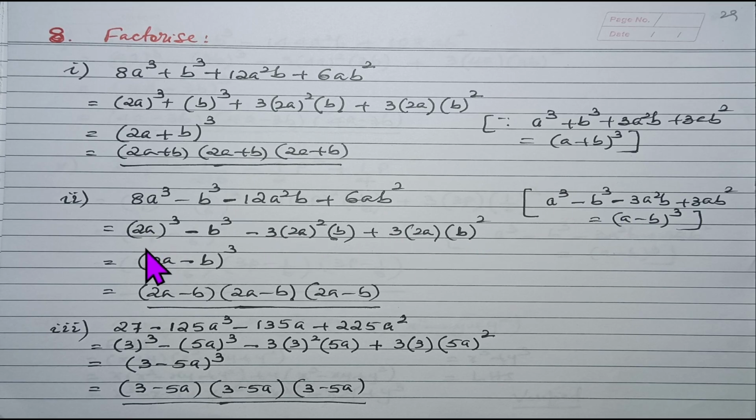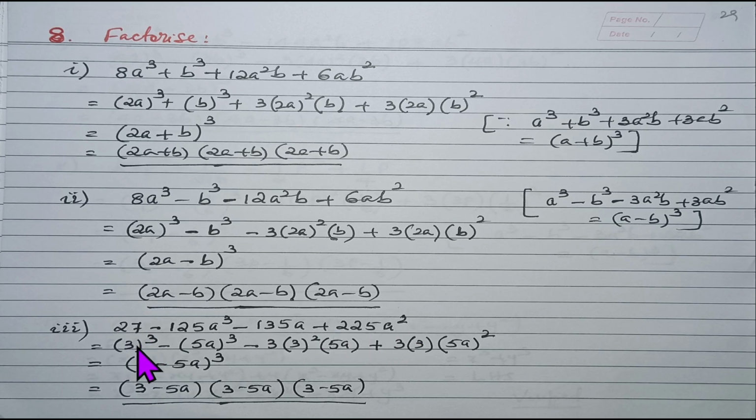Therefore here a is 2a and b is b, therefore it is (2a minus b) whole raised to cube, and therefore the factors are 2a minus b, 2a minus b, and 2a minus b of the given polynomial. Now the third example is 27 minus 125a cube minus 135a plus 225a square.